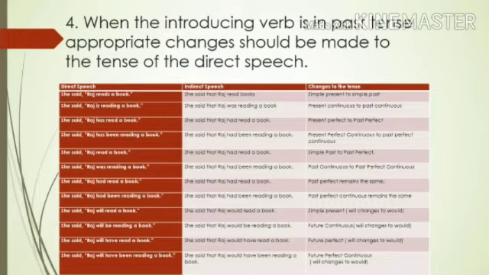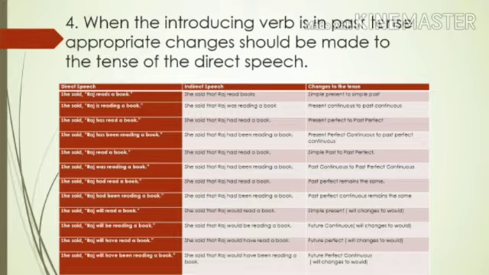Look at the second example. She said, "Raj is reading a book." She said that Raj was reading a book. Present continuous to past continuous. She said, "Raj has read a book." She said that Raj had read a book. Present perfect to past perfect. She said, "Raj has been reading a book." She said that Raj had been reading a book. Present perfect continuous to past perfect continuous.